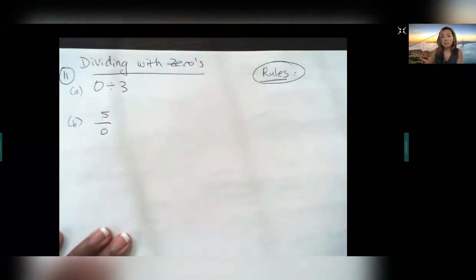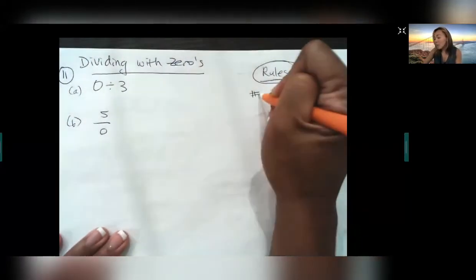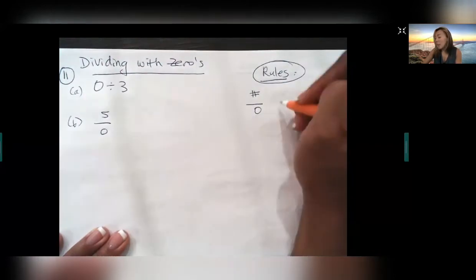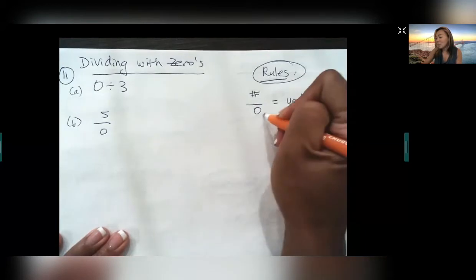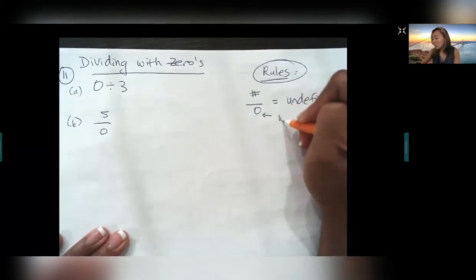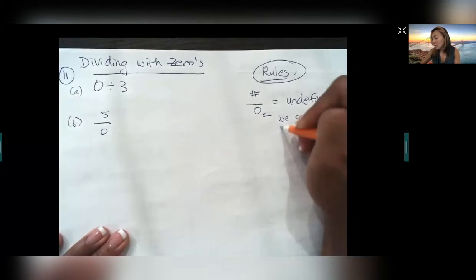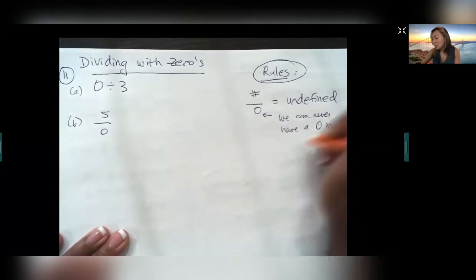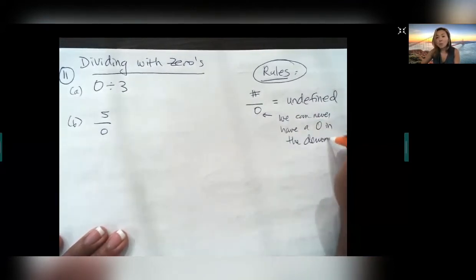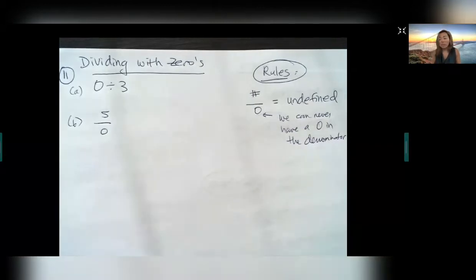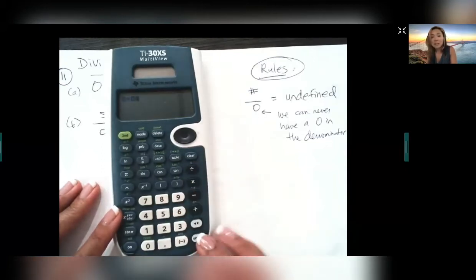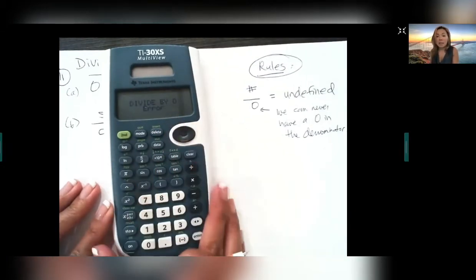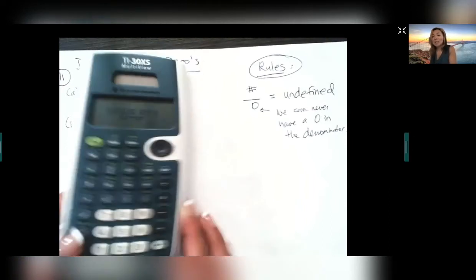The rules for dividing with zeros are the following. Whenever you have a number and you divide it by 0, the answer is always going to be undefined. You can never have a 0 in the denominator. If you forget that rule, you can always check with your calculator. If I try putting 8 divided by 0, we end up getting a dividing by 0 error. So if you ever forget, just plug it into your calculator and you'll see that it's undefined.